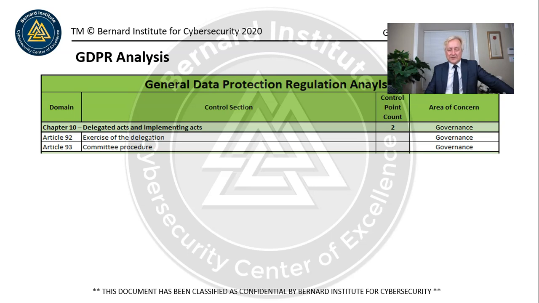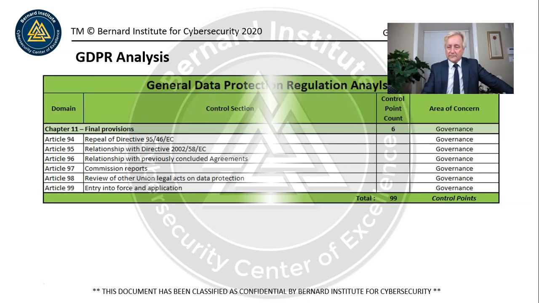Exercise of the delegation and committee procedure. So these are all about governance. So how do we execute this process? Who's involved in this process? Who are the delegates? And what are the implementation acts that we need to consider? Chapter 11, final provisions. So repeal of Directive 95/46/EC, relationship with Directive 2002/58.